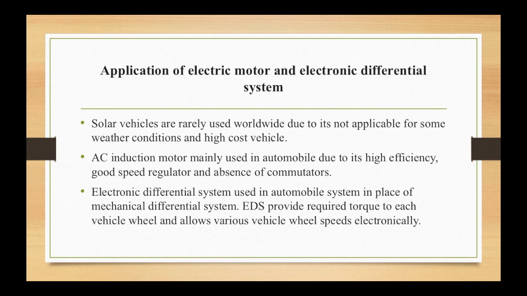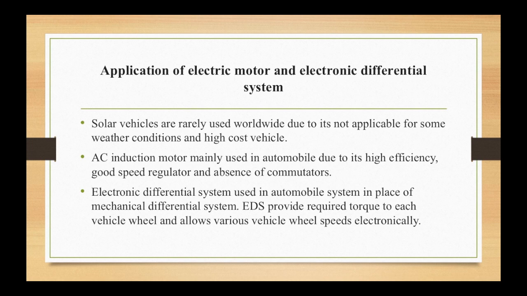Secondly, application of electric motor and electronic differential system. Solar vehicles are rarely used worldwide because they are not applicable for some weather conditions and because of their high cost. The AC induction motor is mainly used in automobiles due to its high efficiency, good speed regulation, and absence of commutators. A commutator is a part that reverses the rotation of the motor, used on DC motors only.